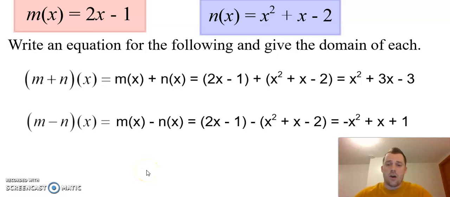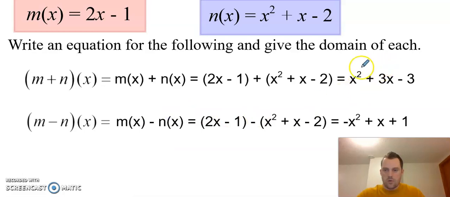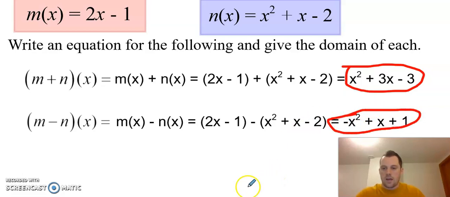So in the last video, we just talked about an example of a combination function where we have a sum or difference of two different functions. So the answers we got there were, let's circle those here. We ended up with x squared plus 3x minus 3 when we add these two functions, and when we subtracted them, we got negative x squared plus x plus 1. Now we want to look at how that changes our domain for each one.